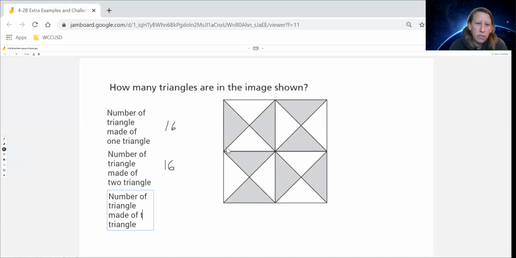So then they looked at 4. 1, 2, 3. I see a triangle made out of 4. So I see one right here.